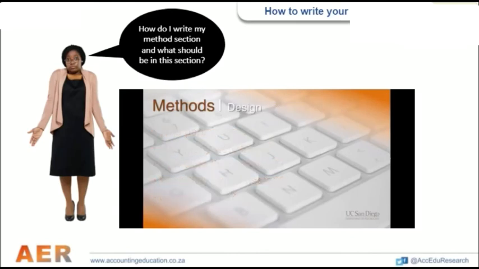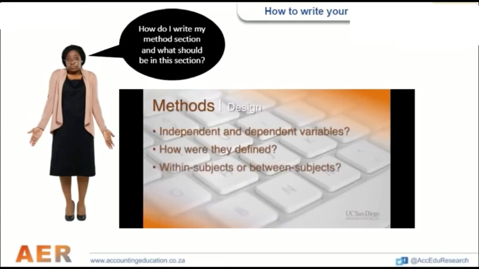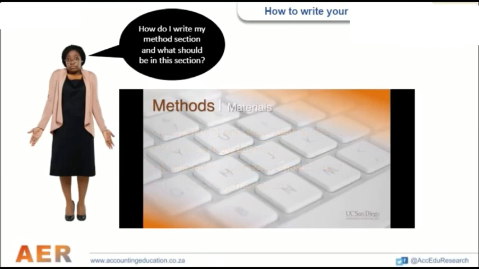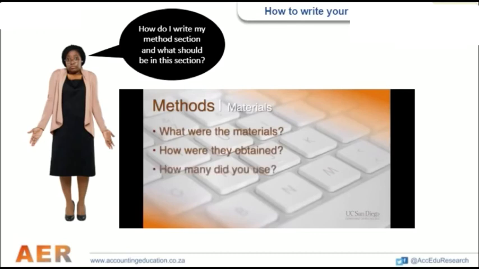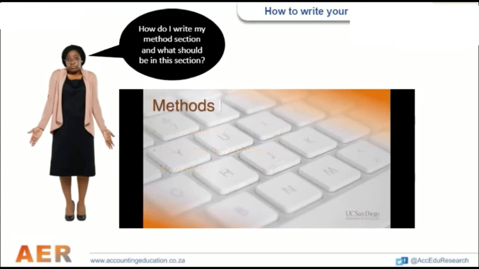Number 2, design. What were the independent and dependent variables in the study? How are they defined? Was the independent variable measured within subjects or between subjects? And how is the dependent variable measured? You should clearly describe each of these details. Number 3, materials. What did your participants interact with? What were the materials? How did you get them? If you used a variety of materials, how many did you use? The key here is to clearly describe each of the materials you used so that someone else could easily replicate your design. Number 4, procedure.